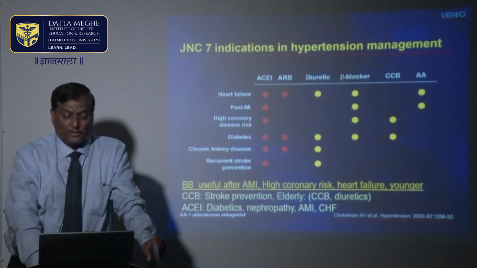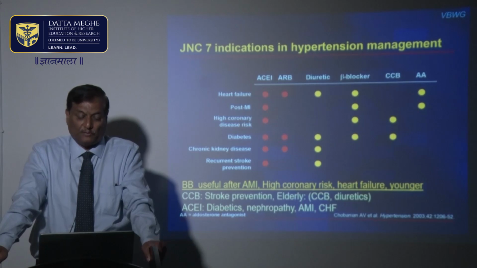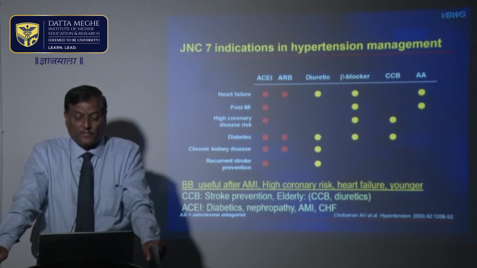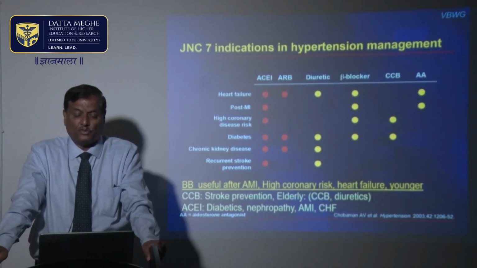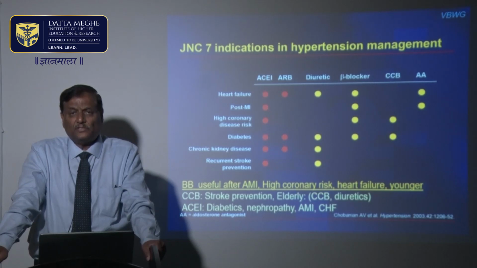goal blood pressure. Now, there are very compelling indications for which drug to be used. For example, if a patient has heart failure, the drug of choice should be either an ACE inhibitor or ARBs along with a diuretic and beta blockers, because these are drugs which are used in the treatment of heart failure.